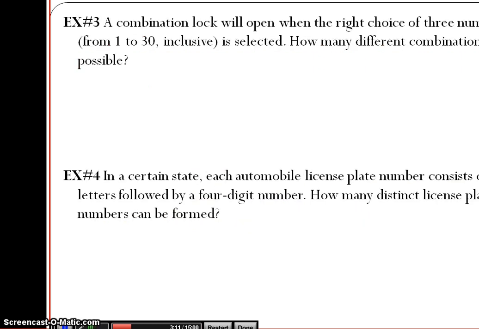Okay, so a combination lock will open when the right choice of numbers from 1 to 30 inclusive is selected. Inclusive means 30 is one of the possibilities versus 1 through 29. How many different combinations? So the different events are, here we have the first number, and we have the second number, and then the third number. Okay, so these are the different events. The event would be picking the first number. The second event would be getting the second number, and the third event would be getting the third number.